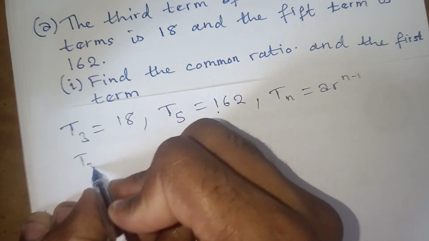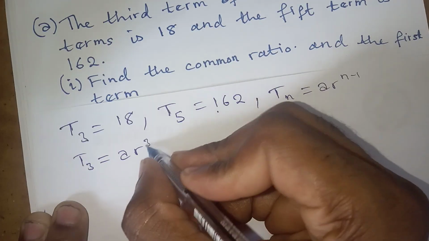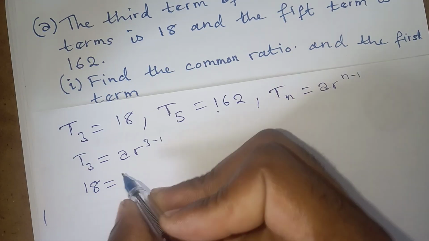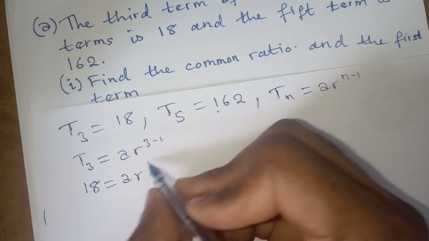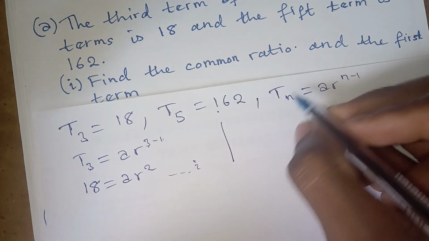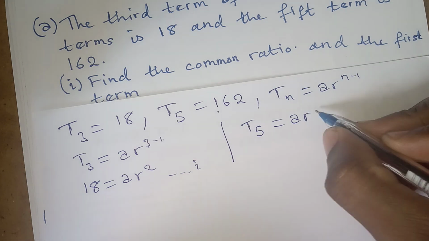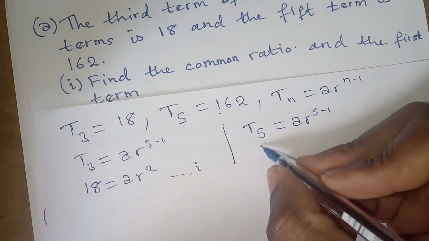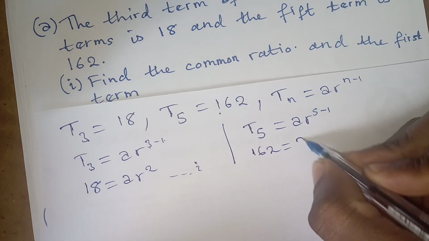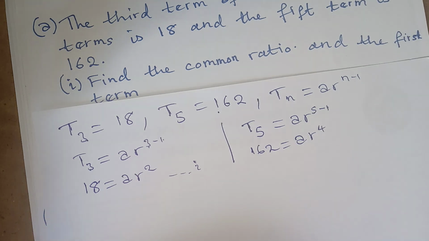So we can say T sub 3 is equal to a r to the power 3 minus 1. But we know that T sub 3 is 18, so you have 18 there. a r to the power, this minus this is 2. So this is our equation 1. For our equation 2, we can say T sub 5 is equal to a r to the power 5 minus 1. And we know that our T sub 5 is 162. So this would be a r to the power, this minus this will be a 4.